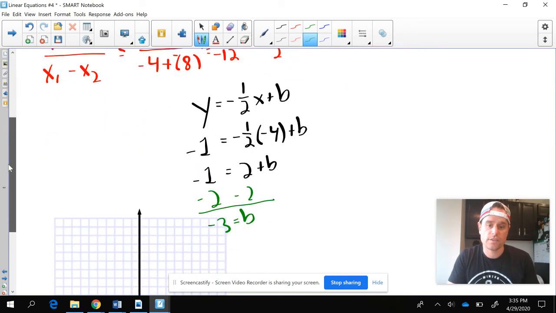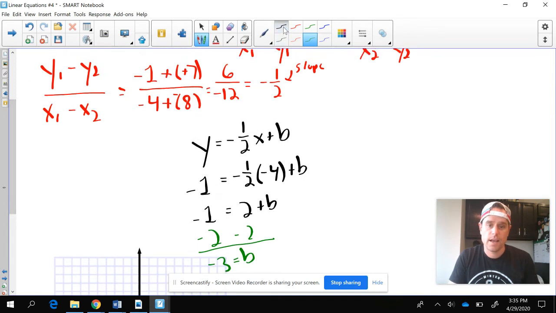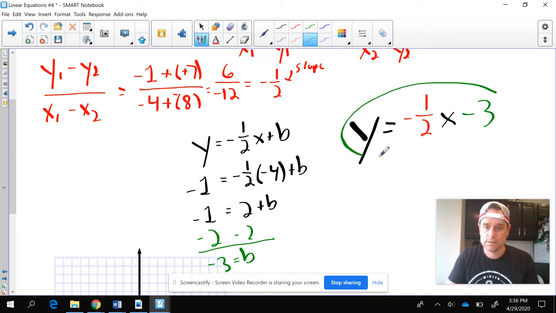We have our slope. Let's just plug that in. I should be using color coding the whole time. Y equals, this is your slope, -1/2 x minus 3. That is your slope-intercept form.